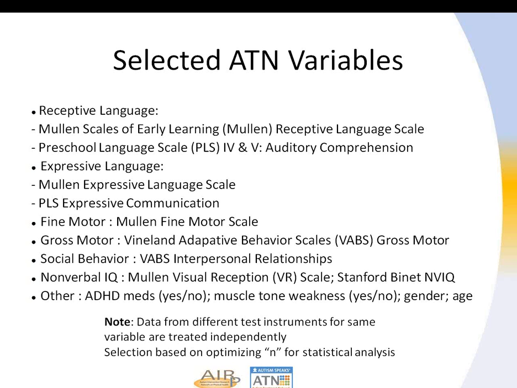So the measures we focus on here today for receptive language are the Mullen and the PLS. For expressive language, Mullen and PLS. For fine motor, we go with the Mullen. For gross motor, we go with the Vineland gross motor. For social behavior, and I know this might be slightly controversial in the way I'm using it, but to the extent that social communication is now the buzz term as per DSM-5, we are using, for lack of other measures, the VABS interpersonal relationships raw scores as a measure of social behaviors.